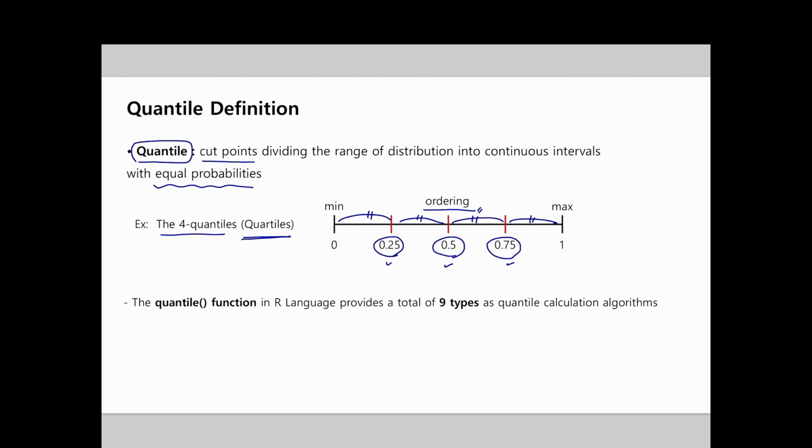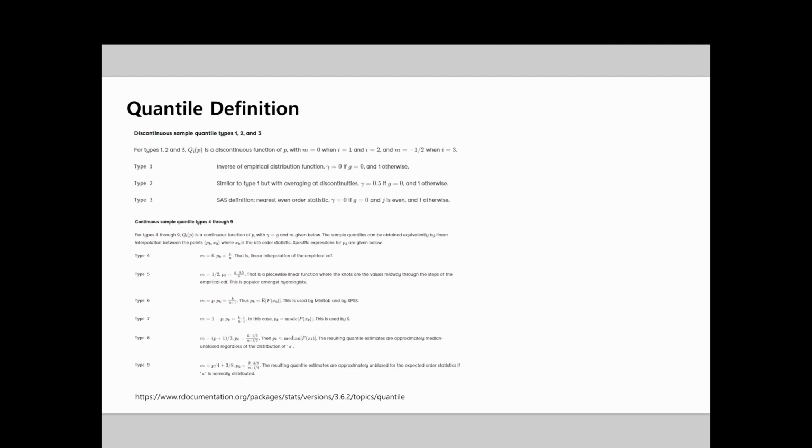So we use the R program for calculating the quantiles, and the program provides a quantile function to calculate this point. And this function has a total of 9 types of options as a quantile calculation algorithm. As you can see, there are 9 types of quantile calculation algorithm. This algorithm type is divided into discontinuous and continuous. Types 1, 2, 3 are discontinuous types, and types 4 to 9 are the continuous types.